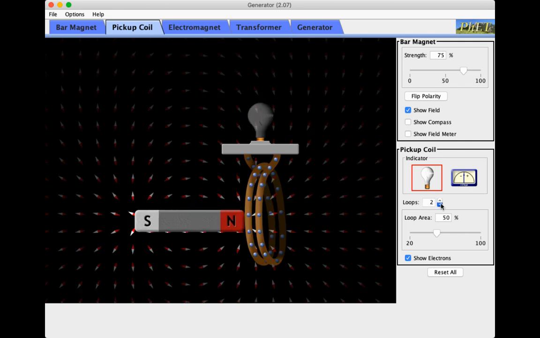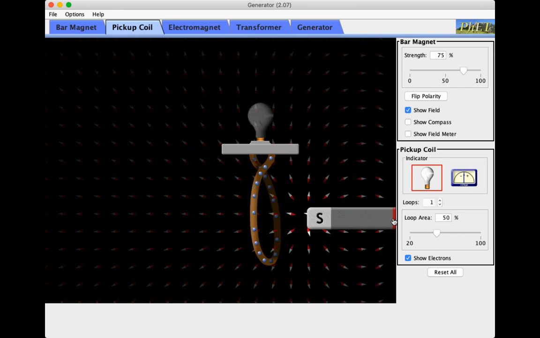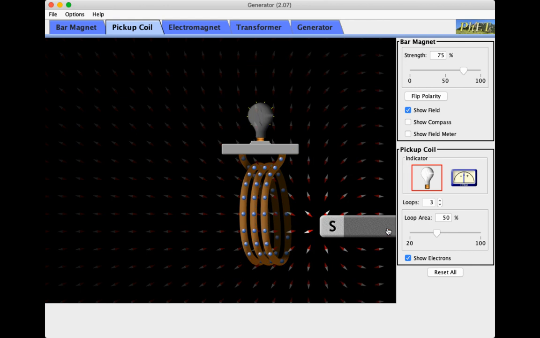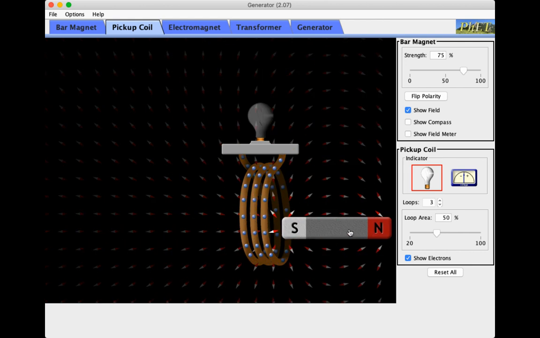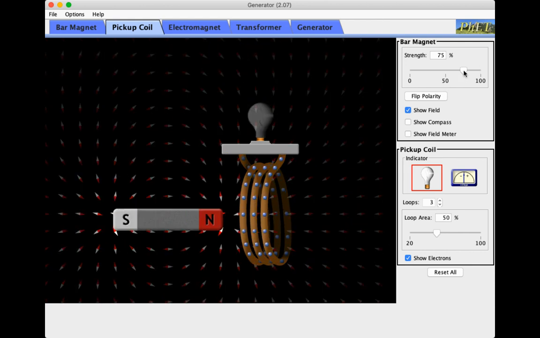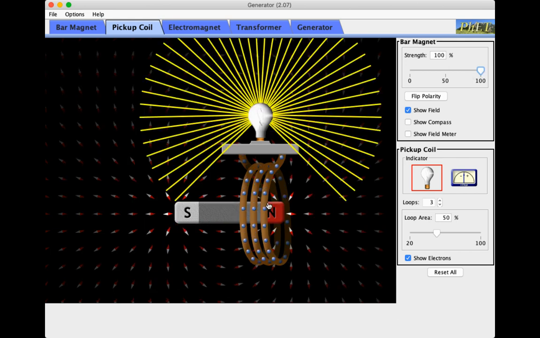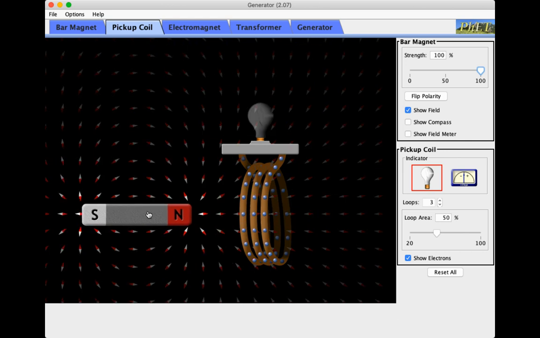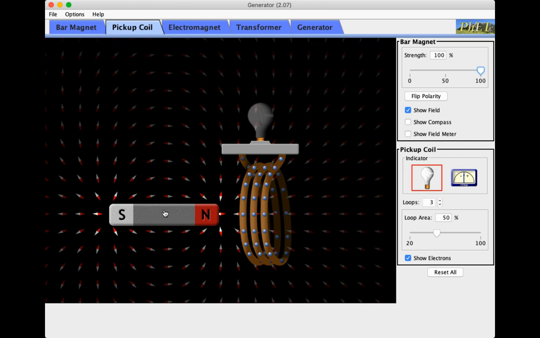I can even go down to 1 loop, and hopefully there's a pretty clear relationship between the number of loops and the type of light that is produced. You can also then adjust the magnetic strength, the strength of the bar magnet, and you should see a clear impact of that change on the light that's being produced.